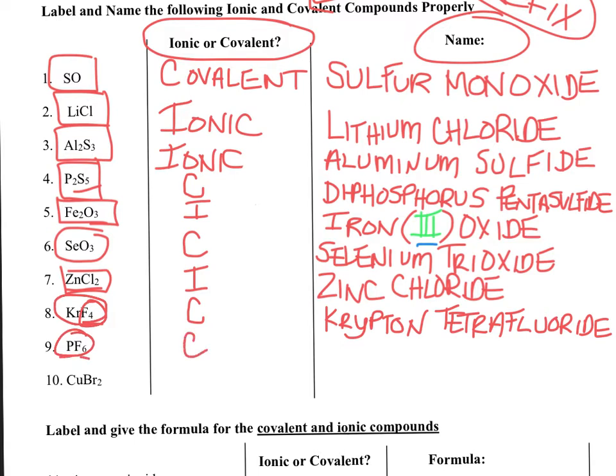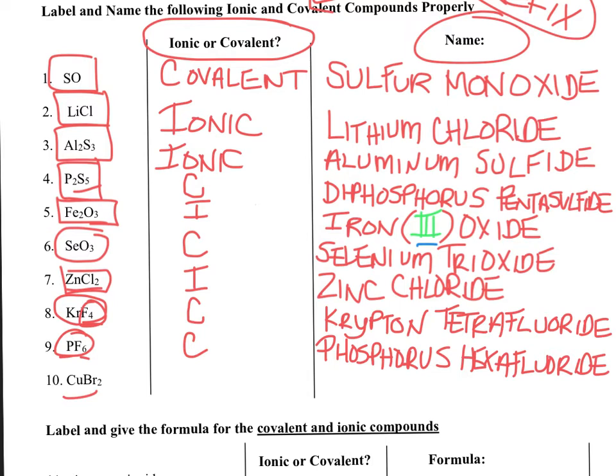Both are nonmetal, so this is covalent. Covalent means we use prefixes. So let's start with phosphorus. I don't have to use mono because it's the first one. Otherwise, I would if it was the second one. And then I have 6 fluorines, so that's hexa is my prefix for 6, and fluoride. Hexafluoride. And last but not least, CuBr2.